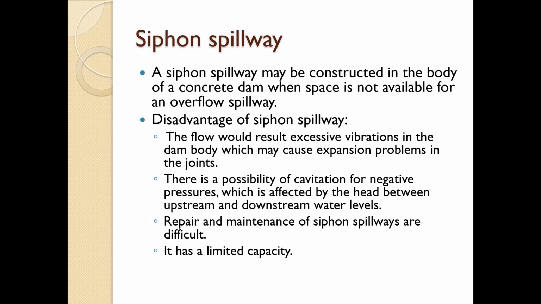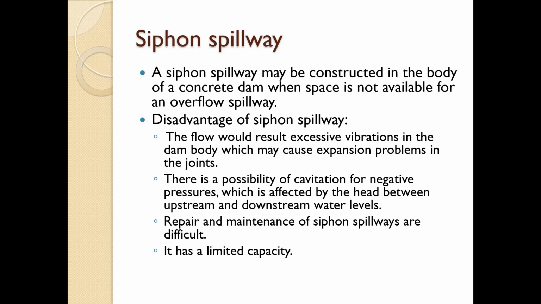Now the siphon spillway. A siphon spillway may be constructed in the body of the concrete dam where space is not available for the overflow spillway. It essentially consists of a siphon pipe, one end of which is kept on the upstream side in contact with the reservoir, while the other end discharges the water on the downstream side. Two typical types of siphon installation are generally used: the tilted outlet type of siphon spillway or the hooded type of siphon spillway.